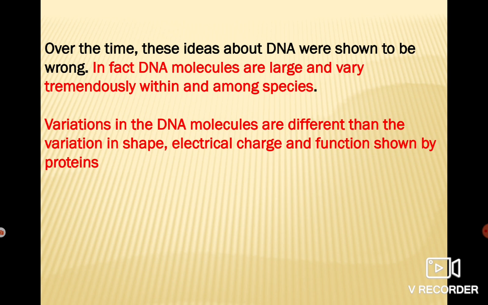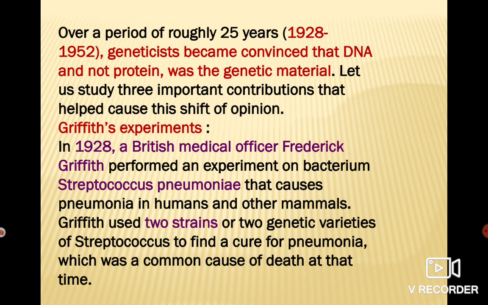Variations in the DNA molecule are different from the variations in shape, electrical charge and function shown by protein. Over a period of roughly 25 years, from 1928 to 1952, geneticists became convinced that DNA and not protein was the genetic material. Let's see some important experiments. The first experiment was performed by Friedrich Griffith in 1928. He used the bacterium Streptococcus pneumoniae, which causes pneumonia in humans.